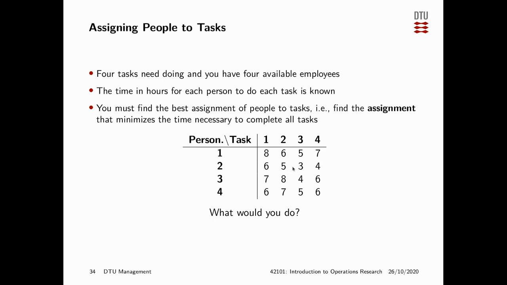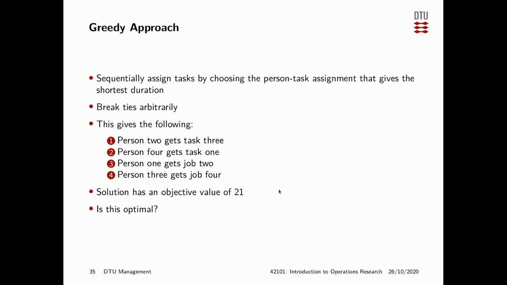Once we've made that assignment, we would say person 2 is out of the problem, task 3 is out of the problem, and now I make the best assignment available given the remaining values. Okay, so the greedy approach is sequentially assigning tasks by choosing the person task assignment that gives me the shortest duration. I'm going to break ties arbitrarily.